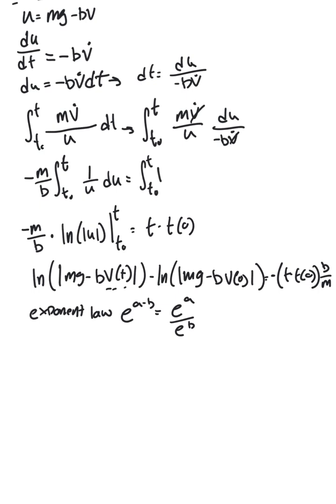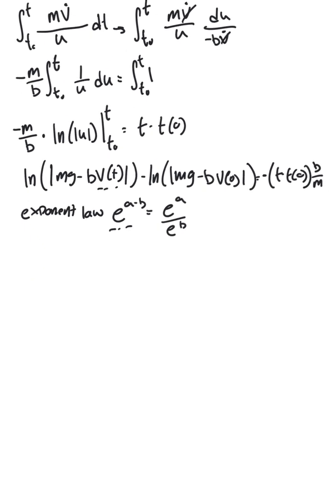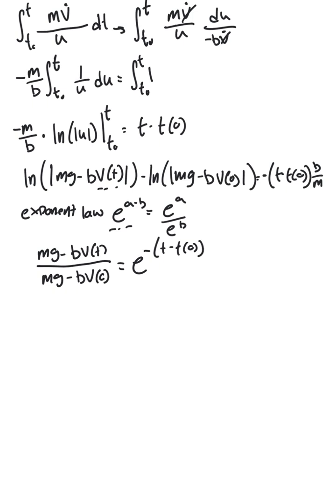But if we're going to raise the left-hand side to an exponent, we've got to do that to the right-hand side too. So let's go ahead and do that. It's a big step, but you can work through and plug in everything if you want. We end up with mg minus bv of t over mg minus bv naught is now equal to e to the minus t of 0 times b over m. All right, things are starting to take shape.